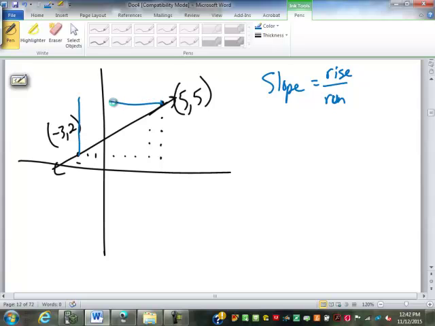So I'm going to draw it in like this. What is the rise here? How far does this rise? That goes from 2 up to 5, right? So it rises 3 units. How far does it run? 8. Good. From -3 to 5. So the slope here is 3/8. Can that be reduced? No, it cannot.